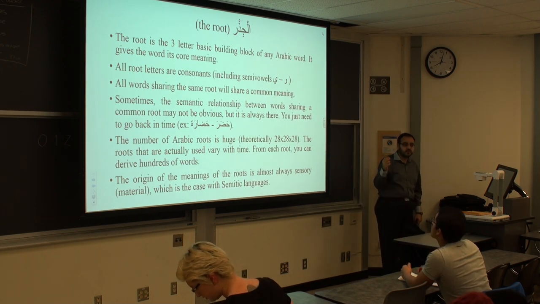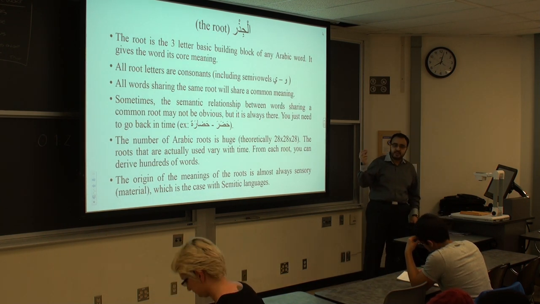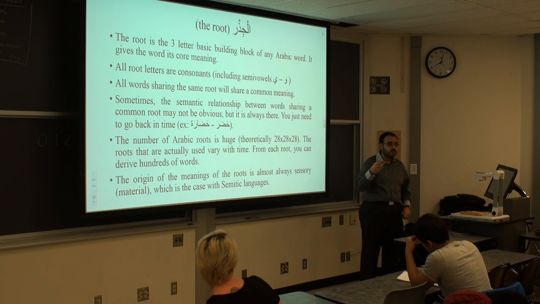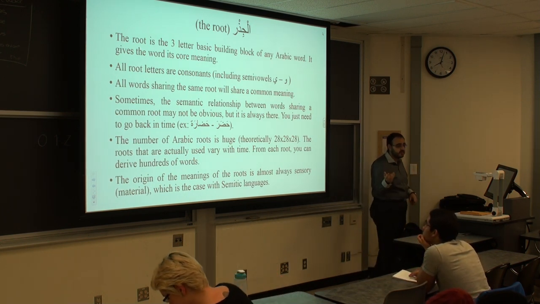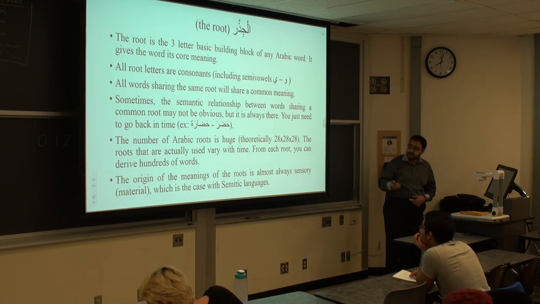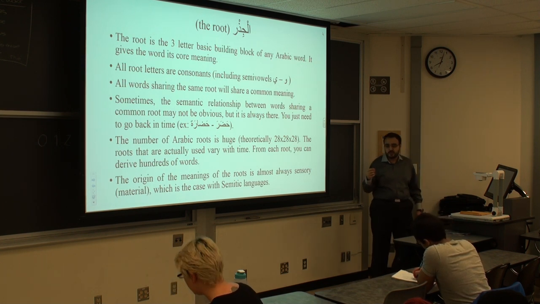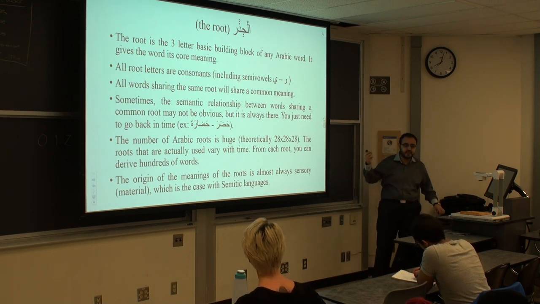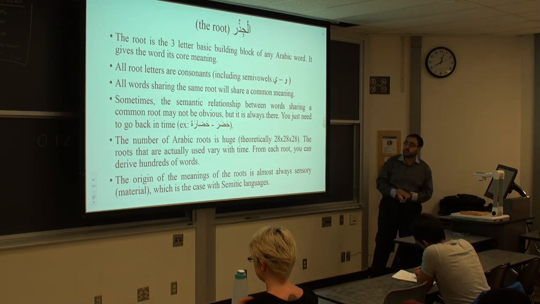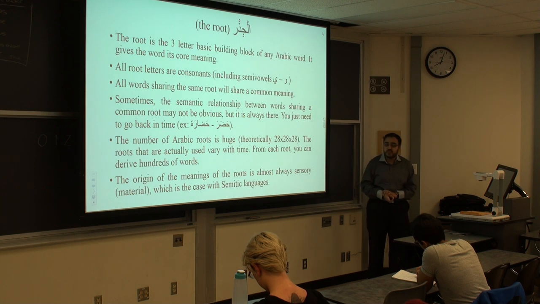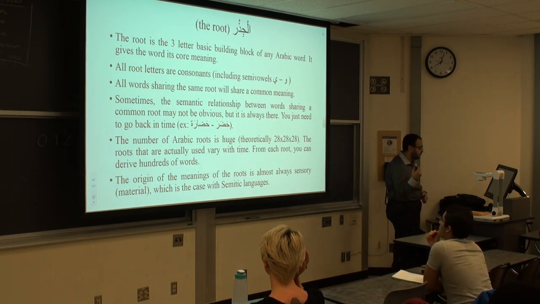So just remember, the root is the three-letter basic building block. Any word consists of a root plus affixes that you add to this root, either prefixes, circumfixes, or suffixes. All words sharing the same root will share a common meaning, but they will differ in the affixes. Sometimes the semantic relationship between words sharing a common root may not be very obvious, but it's always there. You just need to go back in time.